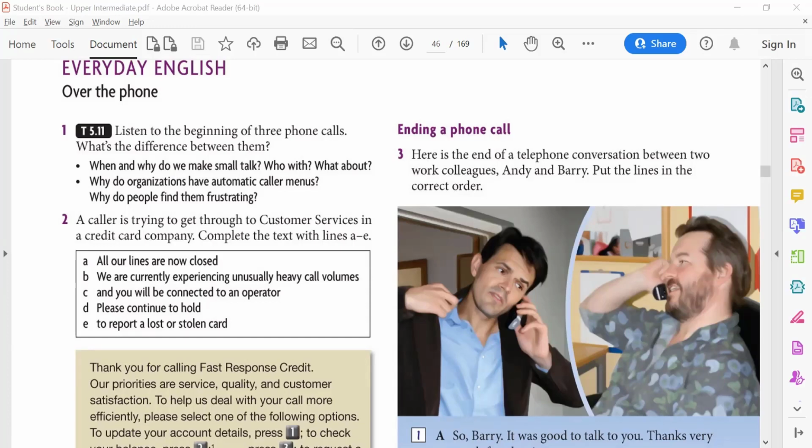3. Welcome to National Phones. To help us deal with your call more efficiently, please select one of the following options. For customer services, press 1. To update your account or for billing inquiries, press 2. To request a brochure or hear about the latest special offers, press 3. To hear these options again, press the hash key. To speak to an operator, please hold.